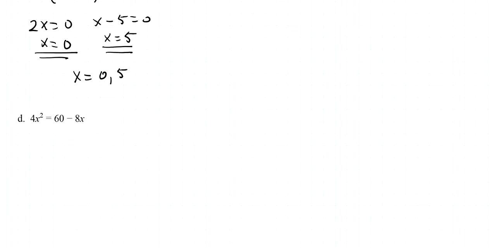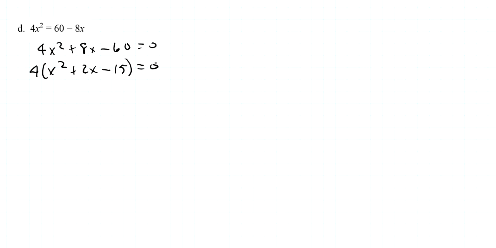Alright, so now let's look at the last problem. And we want to rewrite it first. We're factoring this, so we want to get everything on one side. 4x squared plus 8x minus 60 equals 0. Hopefully everybody, when you're looking at this quadratic, you can see that they're all divisible by 4. So then we get x squared plus 2x minus 15, since 4 goes into 60 fifteen times, equals 0.